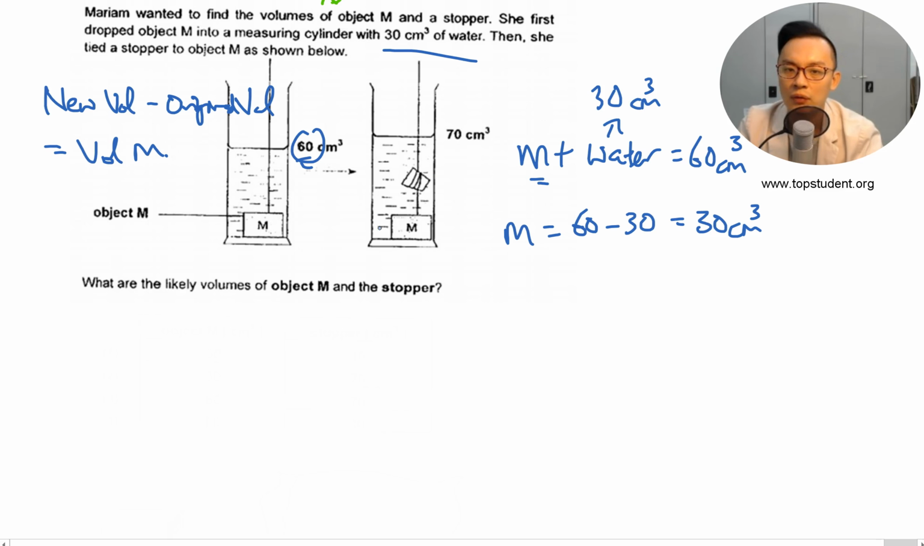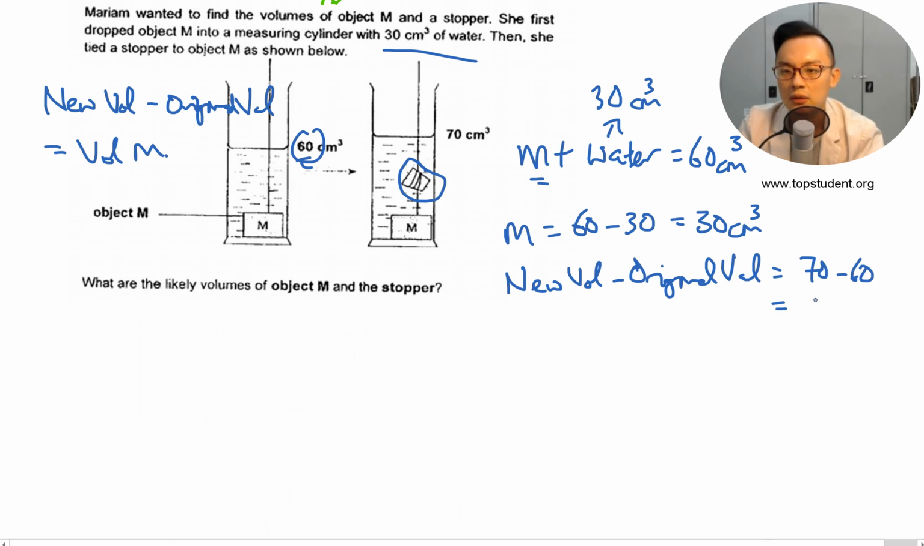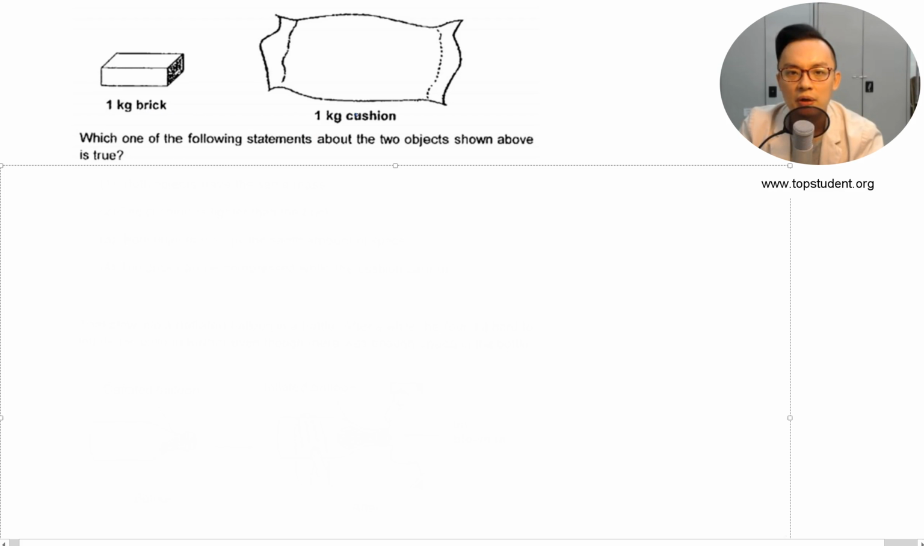Now, with what I told you, this is the new item. New volume 70, original volume is 60. What is the volume of the stopper? So new volume minus original volume equals 70 minus 60 equals 10 cubic centimeters, and that is the volume of the stopper.